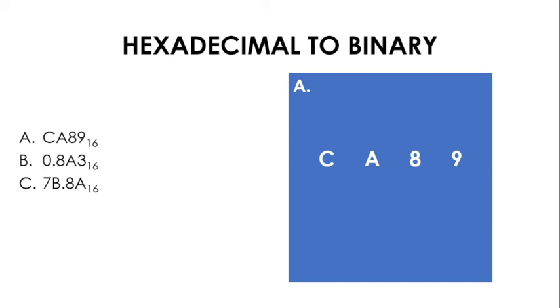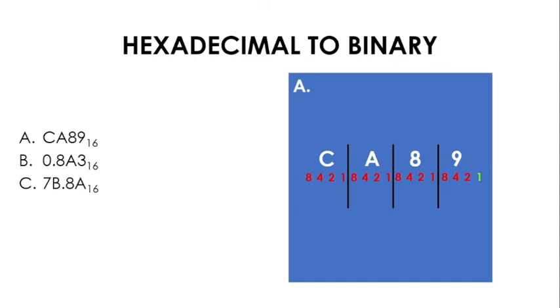For the next topic, we'll be converting hexadecimal numbers to binary. It's the same as how we convert octal numbers to binary. The only difference is that each digit will be represented by 4 bits, and we'll be using 1, 2, 4, 8 from right to left as the value of each bit respectively.